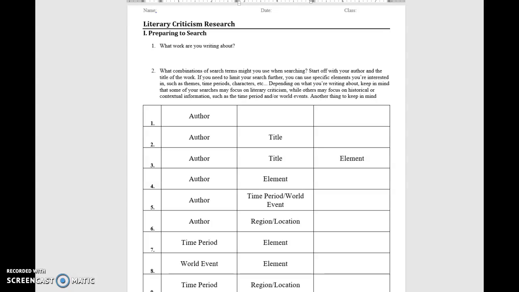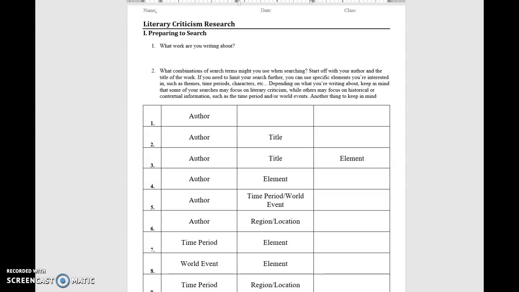You want to keep one concept per box. Don't try to fit a whole bunch of stuff into one search box or write out whole sentences or anything. One concept per box. So with that second search, you're telling the database that you're looking for articles that mention that author and that specific title. And that's to see if there are any articles writing about the work that you're looking at. And if there are, you go through those and see what you've got.